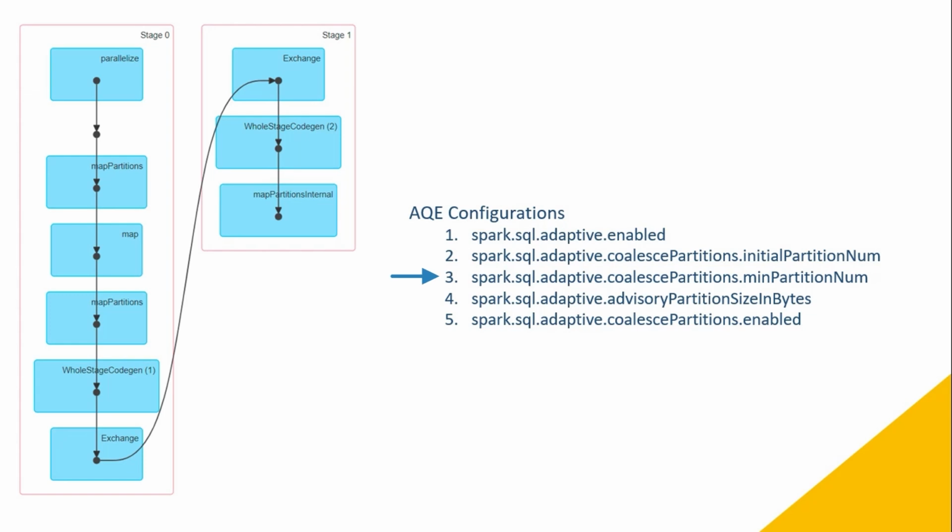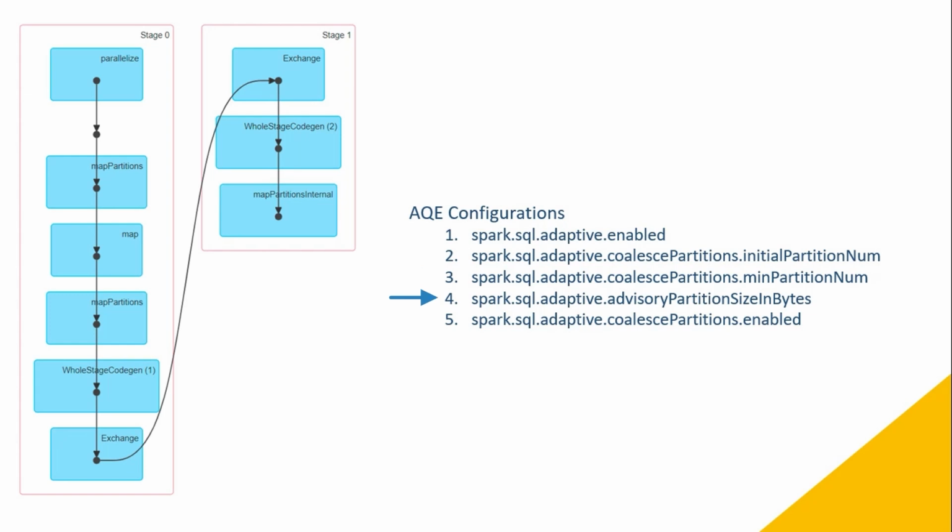Now let's talk about the second configuration. This configuration defines the minimum number of shuffle partitions after coalescing or combining multiple partitions. We do not have a default value for this configuration also. So if you do not set this configuration, Spark will set it equal to the spark.default.parallelism. Make sense? Great. So we learned about how to control the maximum and minimum shuffle partitions for AQE.